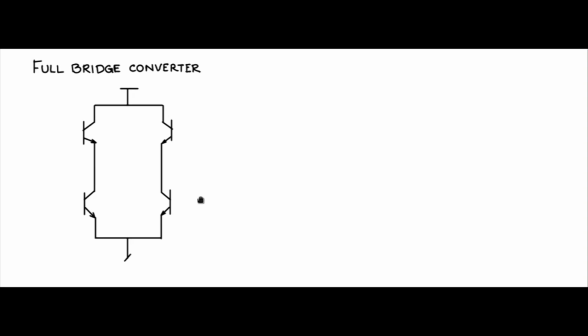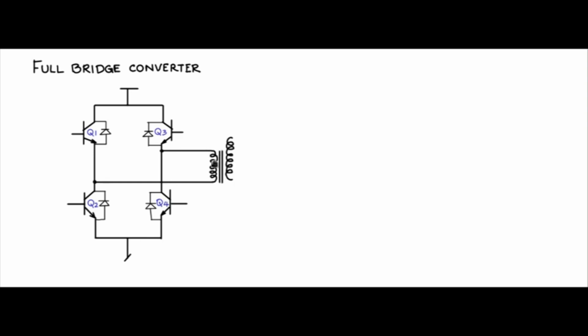in this fashion. Now, if you take the center points of these 2 bridge arms, we connect the transformer across them. I am completing the circuit with body diodes for the sake of completeness. They help during freewheeling operations. So you have Q1, Q2, Q3 and Q4. Across the center points, we will connect the primary of the transformer, and then the secondary of the transformer.